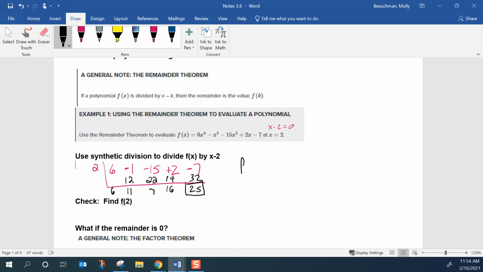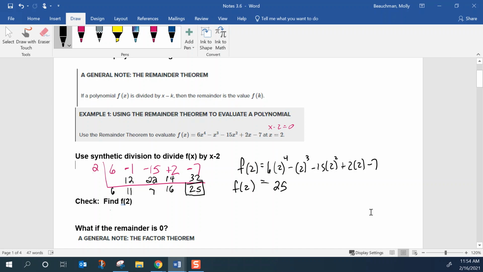That means when you find f of 2, when you substitute a 2 into the function itself, 6 times 2 to the fourth minus 2 cubed minus 15 times 2 squared plus 2 times 2 minus 7, f of 2 is going to equal 25. So when you evaluate a function at x equals 2, you get the same value, 25, as the remainder if you divide the function by x minus 2. So that's called the remainder theorem.